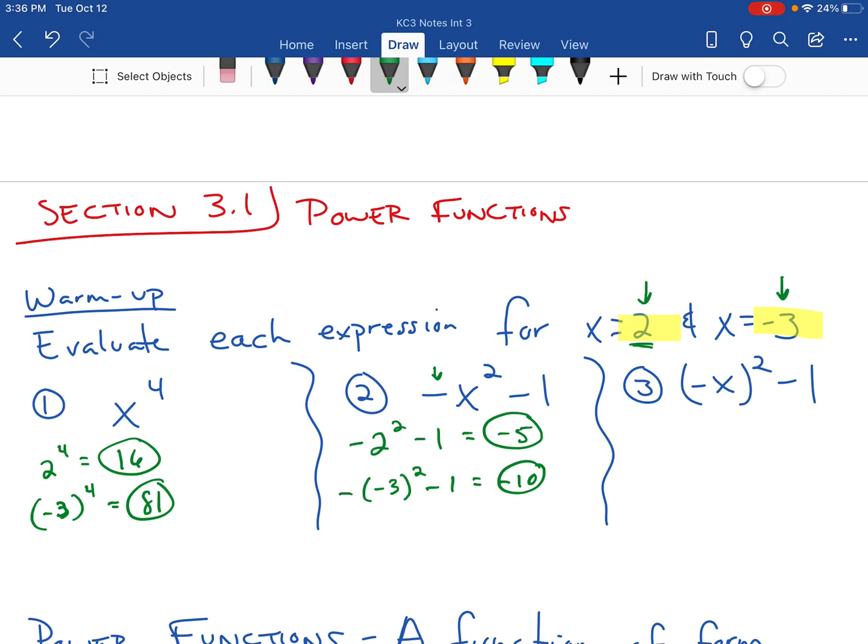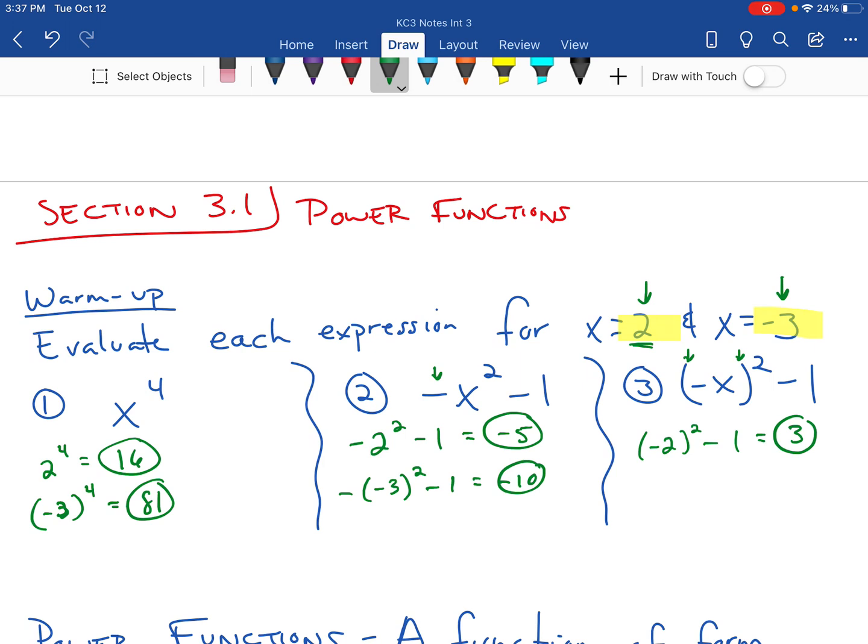Now, if you notice, number 2 and number 3 are very similar. The only difference here is these parentheses. That's going to change my answer because of the parentheses. So if I plug in 2, I have (-2) this time, because I have parentheses now, minus 1. Now, -2 times -2 will give you a positive 4. And 4 minus 1 is 3.